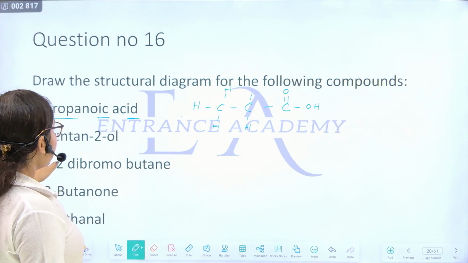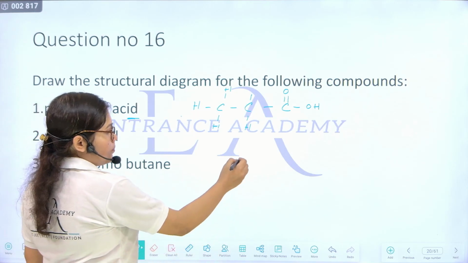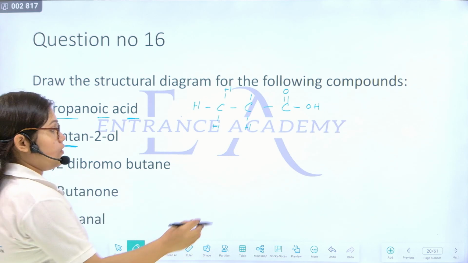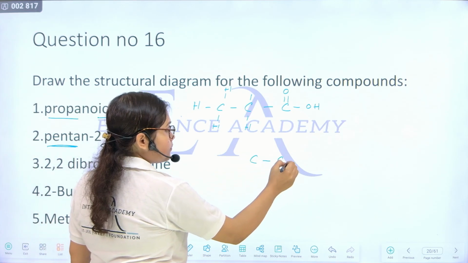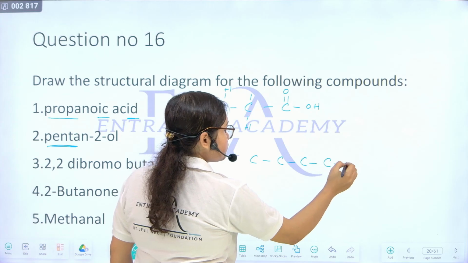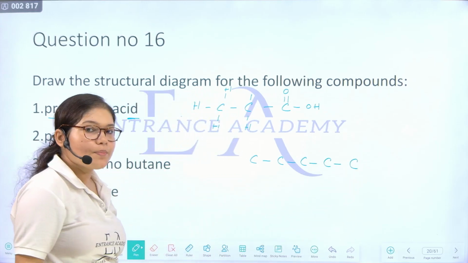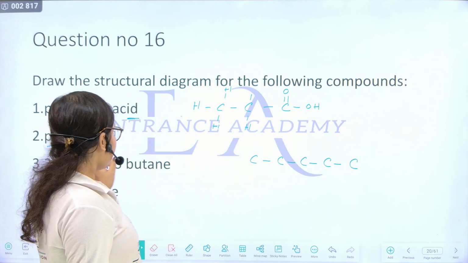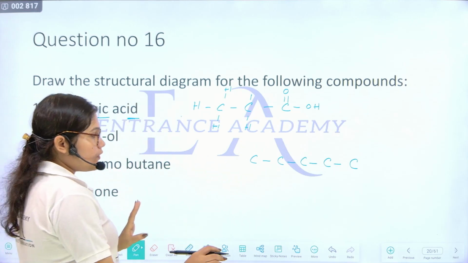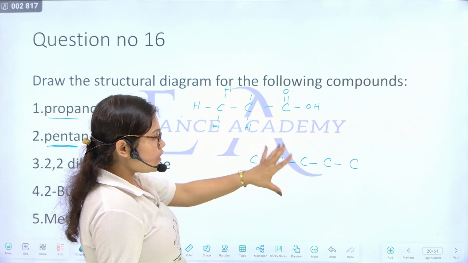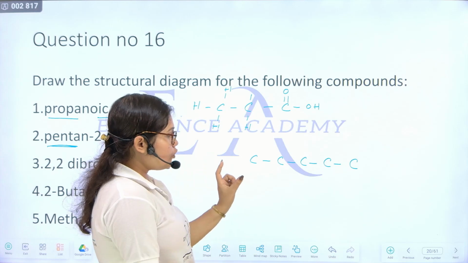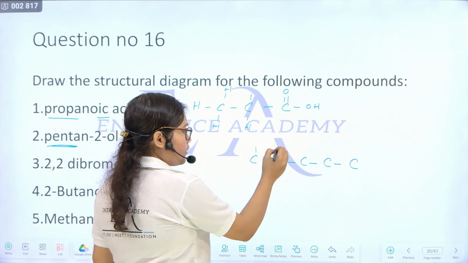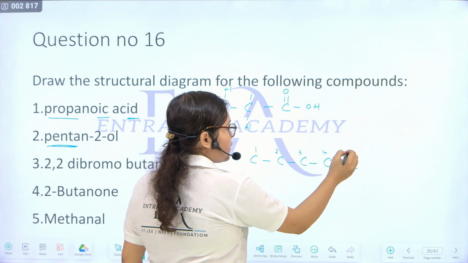Next is pentanol. Pent. The root word is pent. So 5, the number of carbons 5. Pentanol. So the arrangement is like this. First you need to add the number of carbons 5. Then number it. Numbering 1, 2, 3, 4, 5.